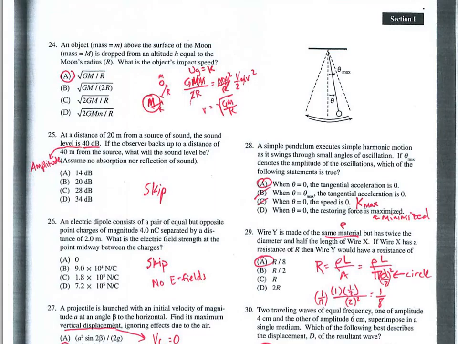For number 28, the answer is A, and the reason is that the tangential acceleration is how fast it's speeding up or slowing down perpendicularly to the string. Because at the bottom of its motion it's not speeding up or slowing down, the tangential acceleration is 0. If you think about a pendulum as it swings, on its way down it's speeding up, and on its way up, as it passes the halfway point, the middle, it starts to slow down. So right there in the middle, at equilibrium when it's vertical, it does not have a tangential acceleration.